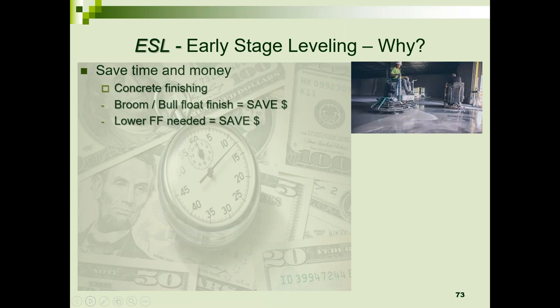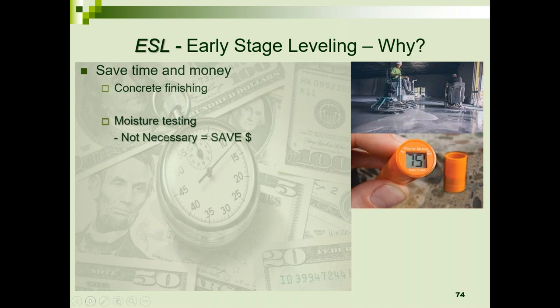Concrete finishing costs can be reduced because now we don't need to power trowel it. We don't need to try to hit a 35 or a 50 FF. We simply ask a concrete contractor to broom finish it and leave it 3/8 of an inch or a quarter inch lower than the intended elevation finish level. So we're saving money on concrete and on concrete finishing costs. No moisture testing is going to be necessary for any type of flooring, so you're saving money there as well.